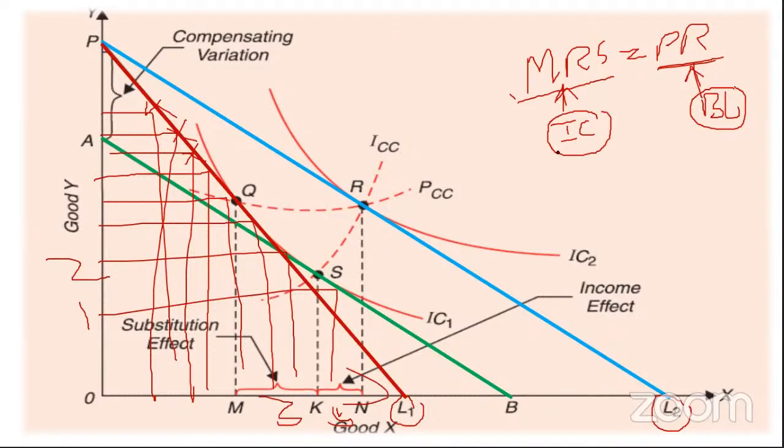The slope of the indifference curve represents the marginal rate of substitution of good X and good Y. The slope of the budget line, or price line, represents the price ratio of good X and good Y. So here we are compulsorily drawing the indifference curve, which represents the consumer equilibrium.